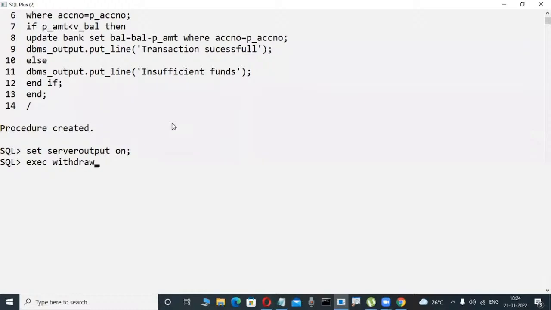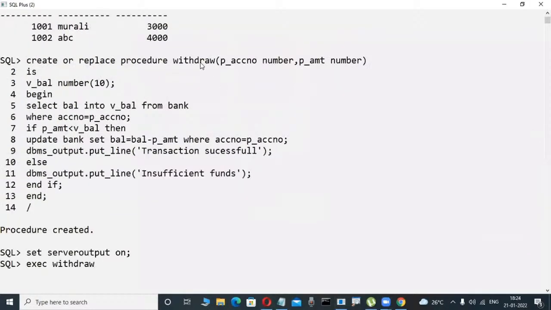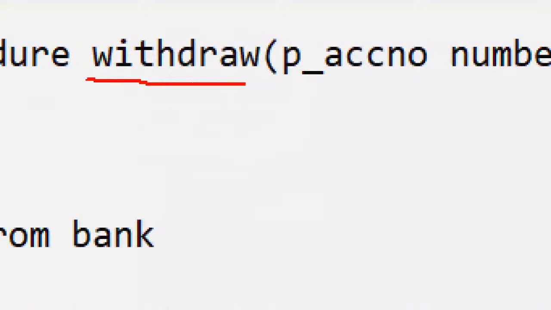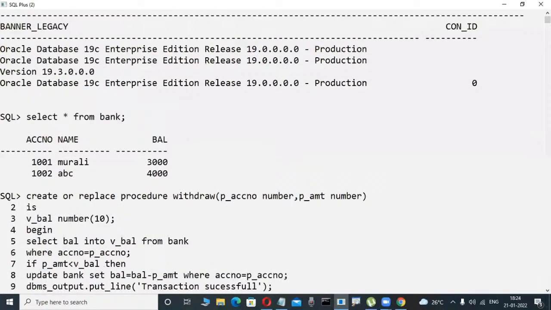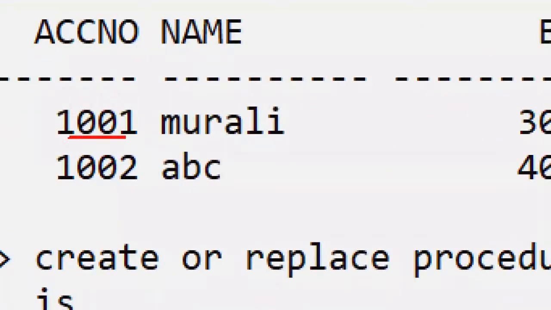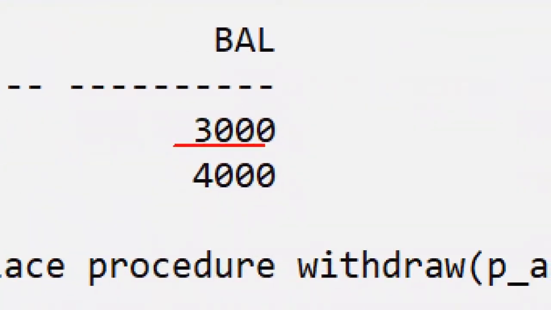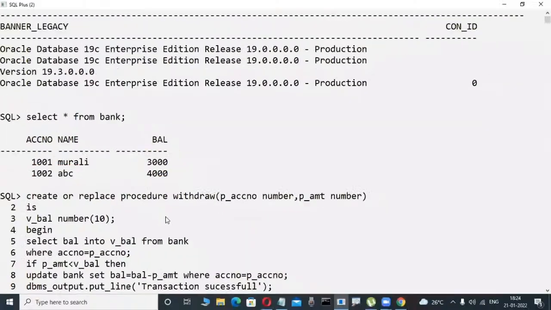You don't have an idea about all these things, just observe it here. Withdraw is the name of my program, I'm giving it. Okay, fine. Here my account number 1001, I'm passing, comma, I try to withdraw 9,000 rupees, for example. Observe here, slowly observe it in this table. 1001 is my account number, Murali is my name. My balance is how much? 3,000 is the current balance in my table.